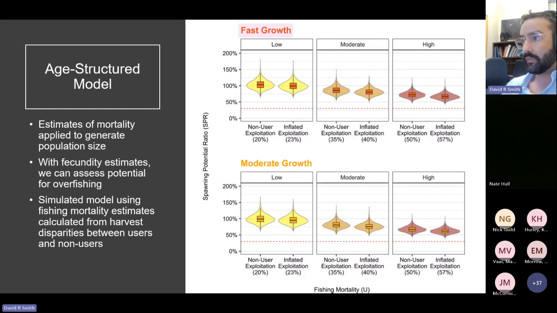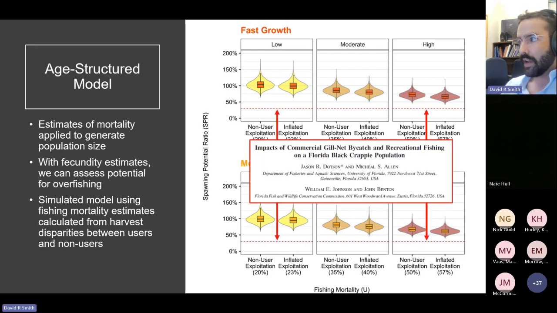And we did this for fast-growing crappie populations, which we typically see in Texas. We also did this for moderately growing crappie populations, which might be more reflective of general crappie populations across the US. We set our reference point for recruitment overfishing at an SPR of 30%. We borrowed this from another age-structured modeling paper surrounding crappie populations in Florida.